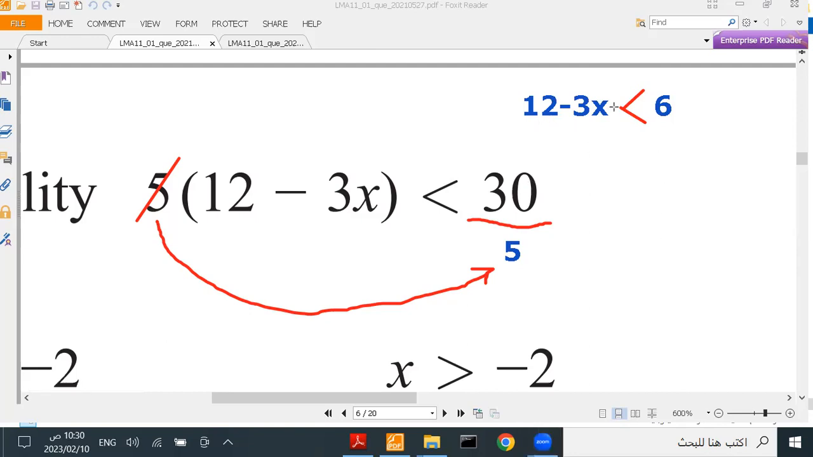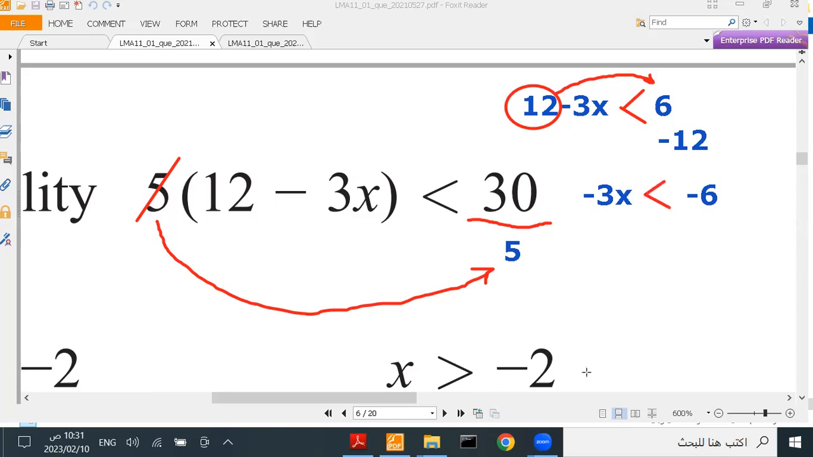Do we take the 12? Yeah, why not? Let's take the 12, right? 12 to the other side is going to be with a negative sign, so it's going to be minus 12. Yes, minus 12 here. Let's do the answers. I'll have negative 3x, smaller sign, 6 minus 12, which gives negative 6. Good. And I put the sign. Don't forget to put the sign every time you do a step. Put the sign so you won't forget.